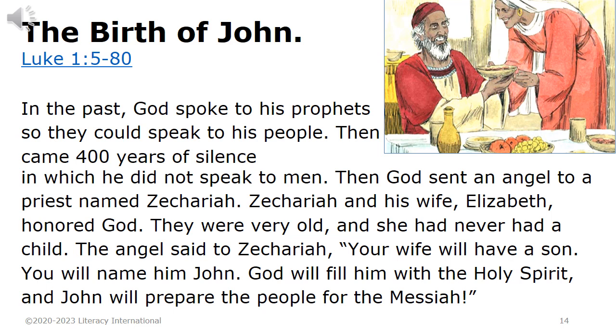In the past, God spoke to his prophets so they could speak to his people. Then came 400 years of silence, in which he did not speak to men. Then God sent an angel to a priest named Zechariah. Zechariah and his wife Elizabeth honored God. They were very old, and she had never had a child. The angel said to Zechariah, "Your wife will have a son. You will name him John. God will fill him with the Holy Spirit, and John will prepare the people for the Messiah."